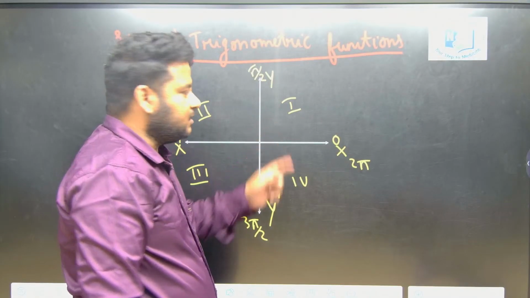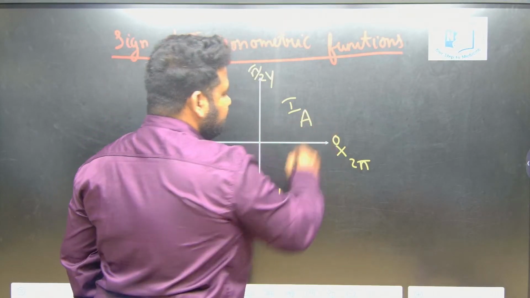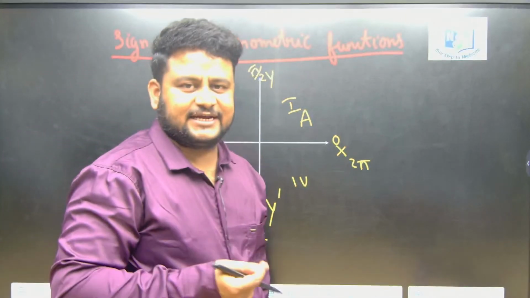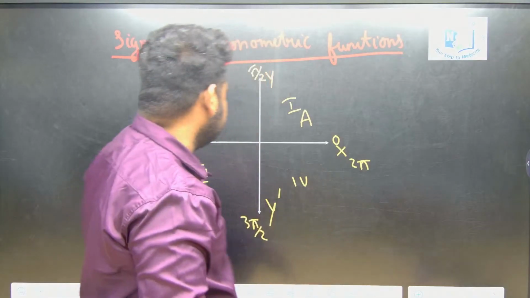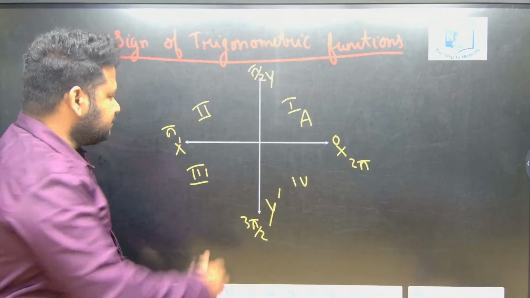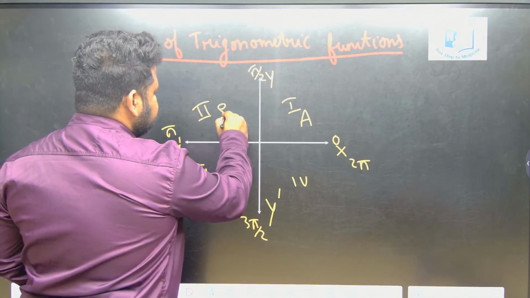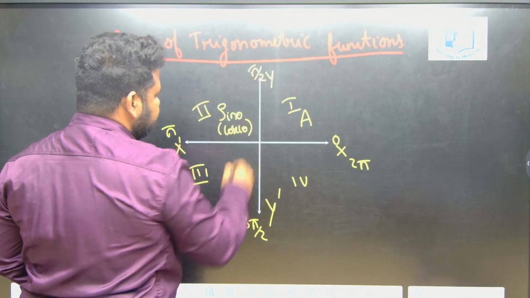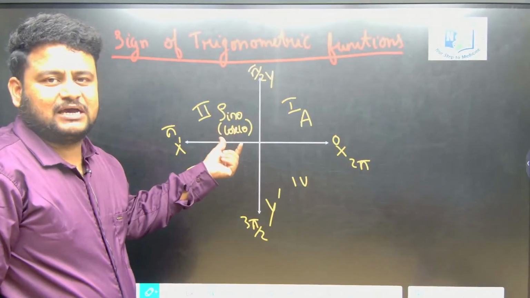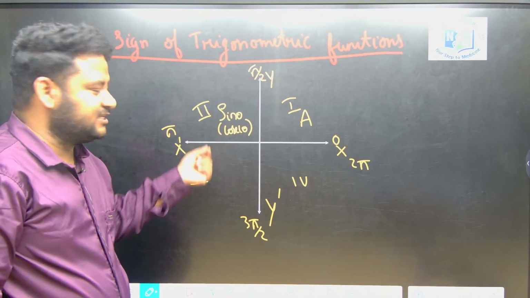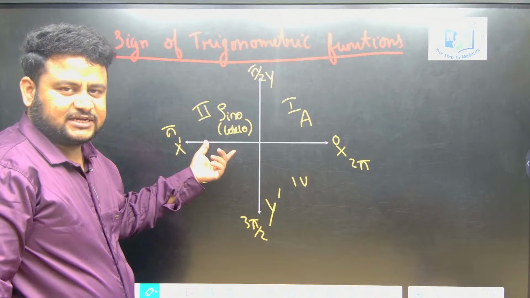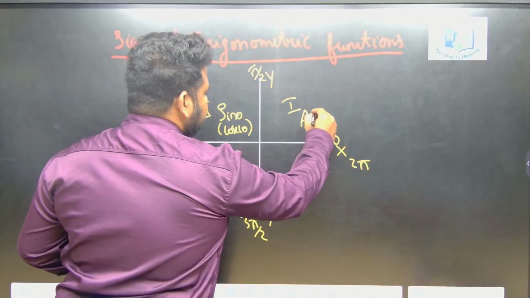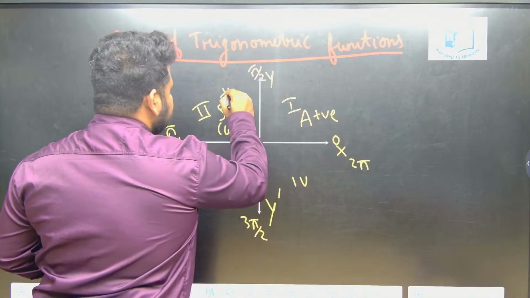In first quadrant, all the trigonometric ratios, be it sin, cos, tan, cot, cosecant, secant, all are positive. In the second quadrant, only sin is positive. Sin theta and its reciprocal, cosecant theta, are positive. You know this in 10th itself. Cosecant theta is the reciprocal of sin. Here only sin and cosecant are positive.